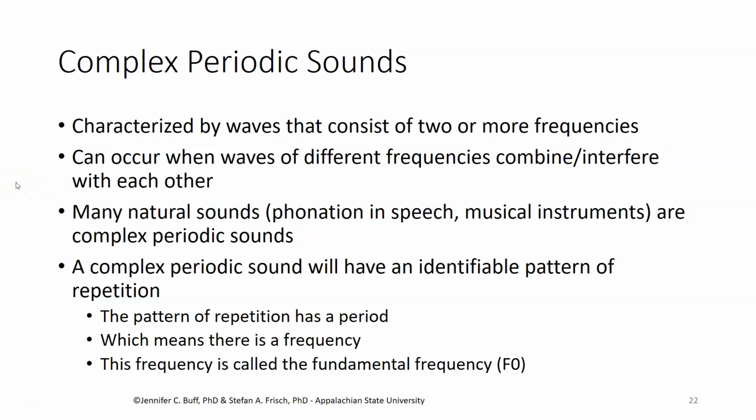Complex periodic sounds are periodic sounds that have two or more frequencies in them. We can get complex periodic sounds when waves of different frequencies combine or interfere with each other. And there are many sounds in nature, such as phonation in speech, and the sounds produced by many musical instruments, that are complex periodic sounds.